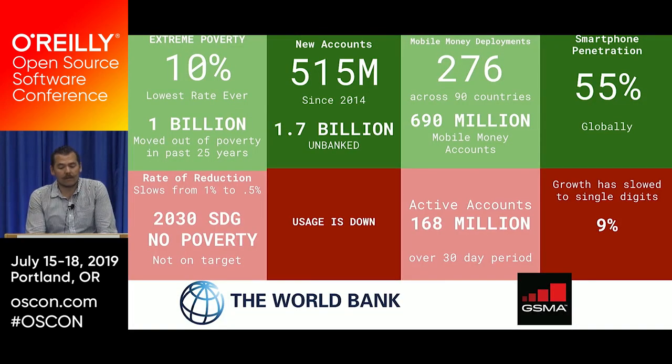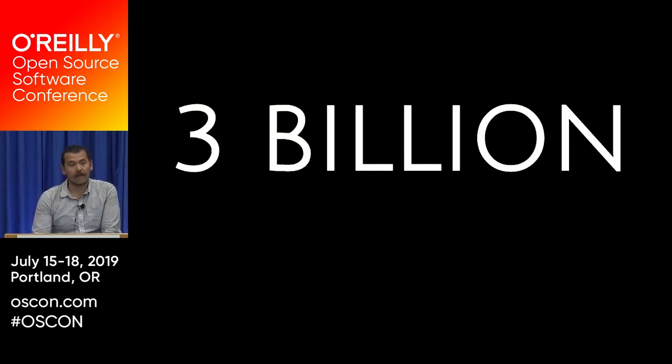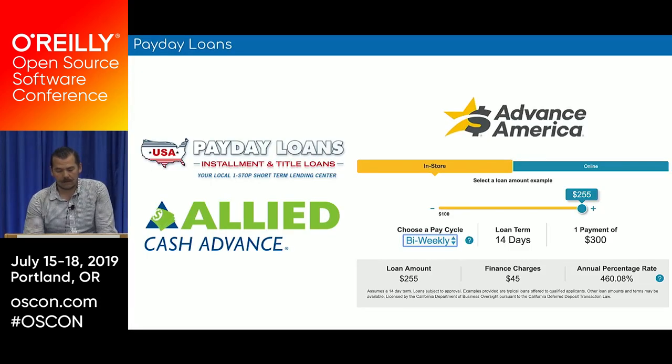Despite the awesome strides that have been made, with more than 1 billion moving out of extreme poverty in the last 25 years, and more than 515 million being financially included since 2014, there are still 3 billion that are underbanked. That's a massive number, and it's something I'm going to, of course, return to later on throughout this presentation. But first off, I want to just identify that it's not just these frontier markets where we still need to democratize financial services.